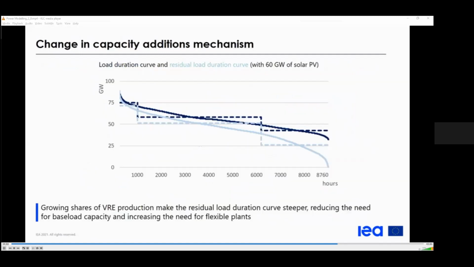We can have a clearer view of this phenomenon in this slide, where we can see how this would impact the total firm capacity needs. They do not change significantly overall, but as mentioned earlier, peakier needs and less baseload needs.